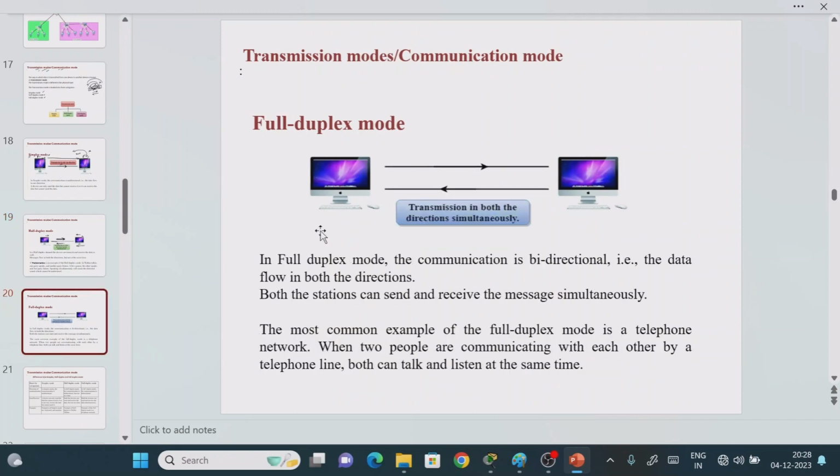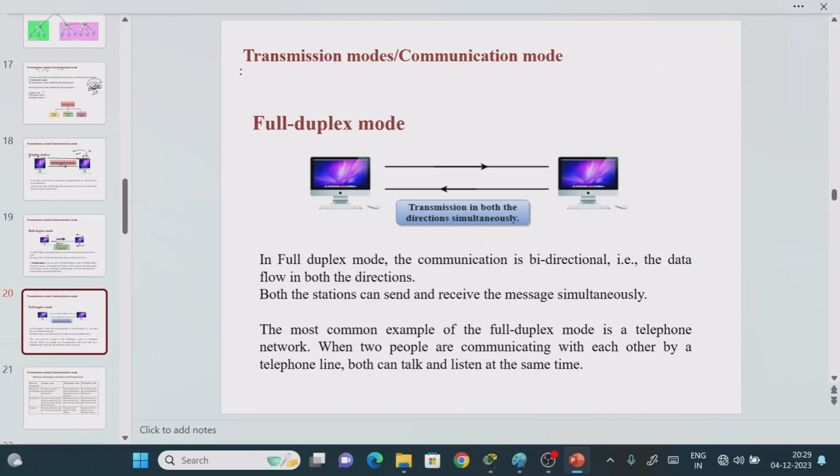Now what is the meaning of full duplex mode operation? Transmission in both directions simultaneously. It means that if you want to send information, you send, and at the same time, if I want to send information from here to here also, I can send. That is what we call the full duplex mode operation. In full duplex mode, the communication is bidirectional. You can send at the same time from here to here and here to here. You can act as the sender, you can act as the receiver. Both are possible, right?